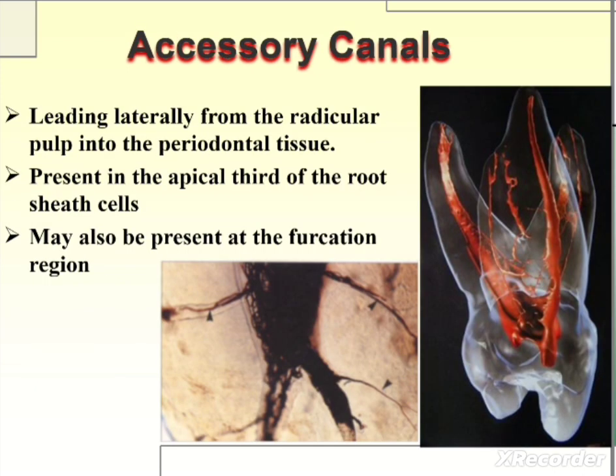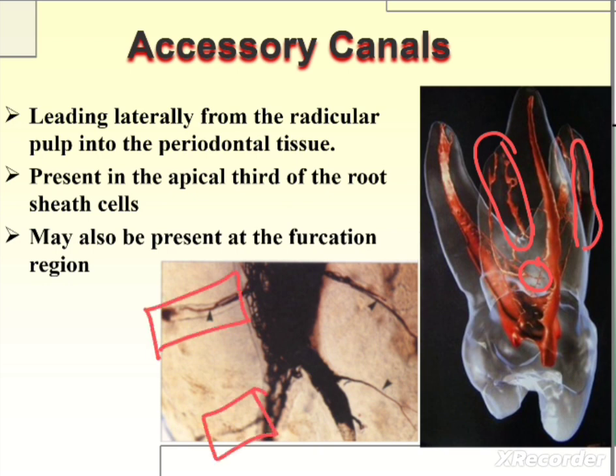Now let us see about the accessory canals. So the accessory canals, they lead laterally from the radicular pulp into the periodontal tissue. They are present in the apical third of the root sheath cells. They may also be present at the furcation region. So here you can see these small canals that are lateral extensions of the radicular pulp. These lateral extensions of the radicular pulp are the accessory canals. Okay, they extend into the periodontal tissue.